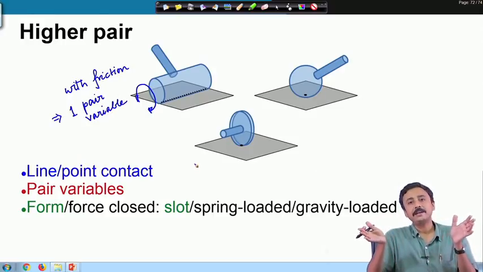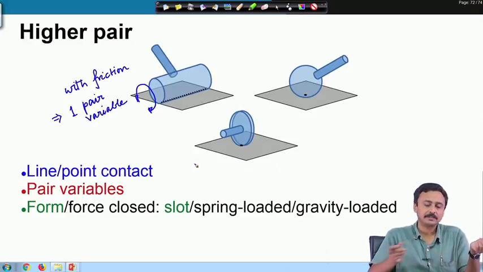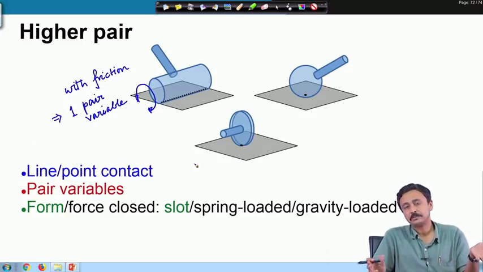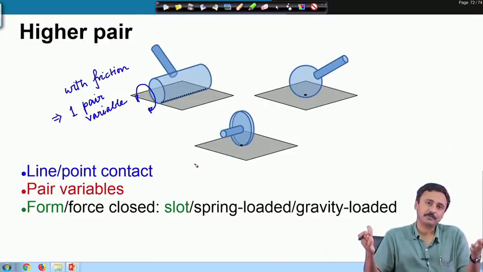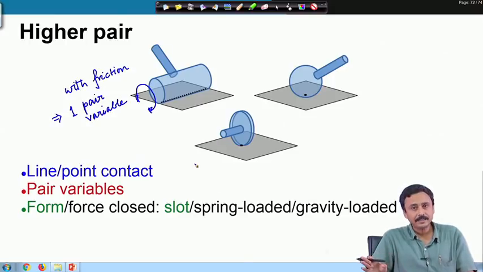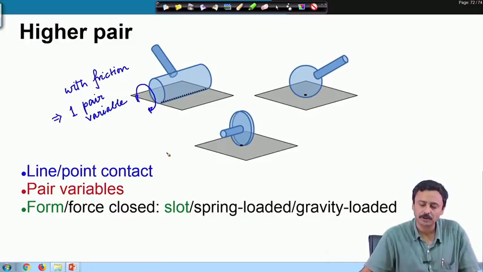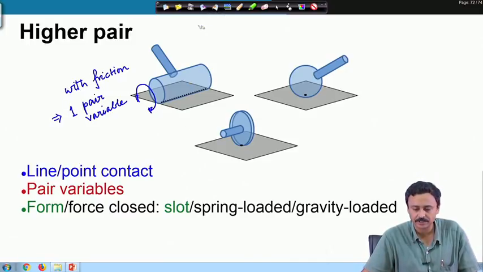So, pair variables can depend on whether you allow pure rolling or you allow sliding as well. Even with friction you can have sliding, of course, but if you do not allow sliding, you say that it is rolling, then it has got one pair variable, one degree of freedom, but if you allow sliding, then it has got 4 pair variables. You can do similar analysis for the other kinematic pairs.